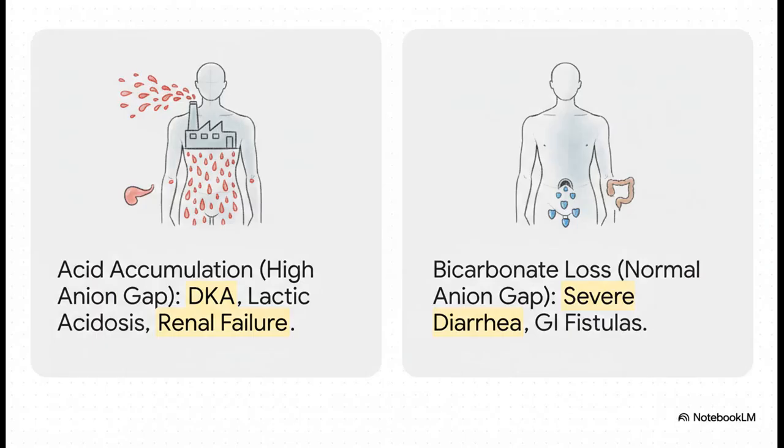You can pretty much sort all the causes into two main buckets. In the first bucket, you have acid accumulation. The number one example you have to know for your exams is DKA, diabetic ketoacidosis, where the body is just churning out these keto acids. Sepsis and kidney failure also fall in here. Then, in the second bucket, you have bicarbonate loss. And the classic cause here, severe diarrhea. All that fluid from the lower GI tract is packed with bicarbonate, so when you lose a lot of it, you're literally flushing your body's buffer away.